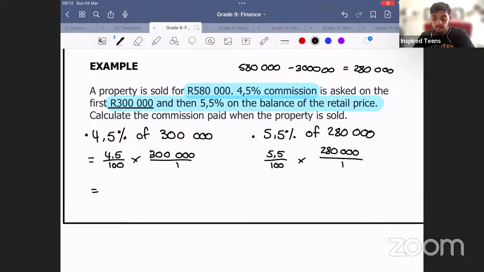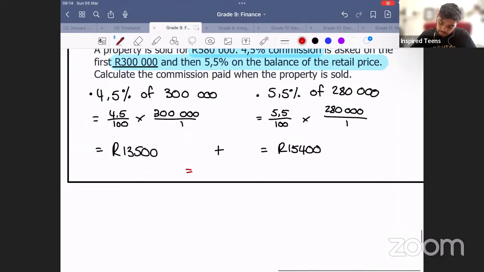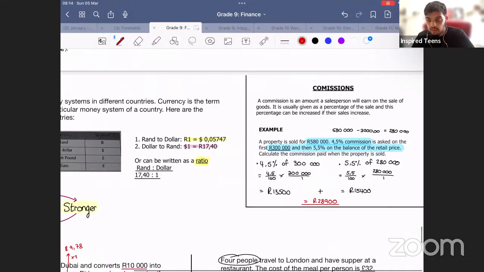So 4.5% times 300,000. This is 13,500. And then 5.5% of 280,000. This is 15,400. I add the two together, and I get an amount of 28,900 earned as commission on the sale of a 580,000 Rand house.